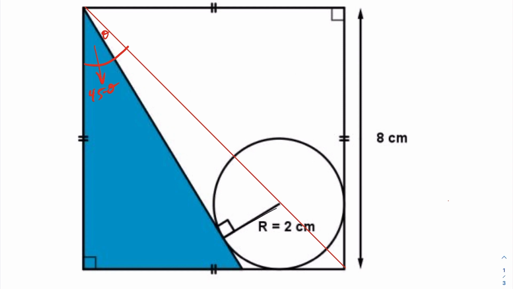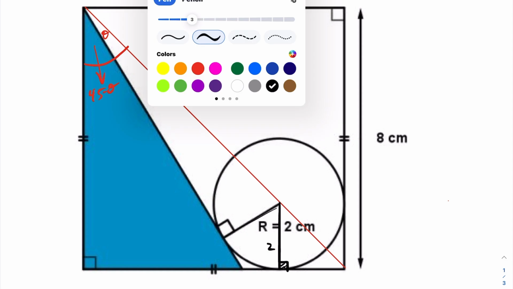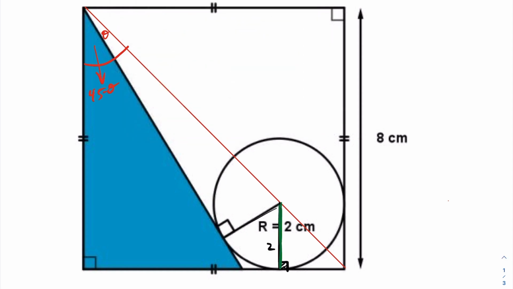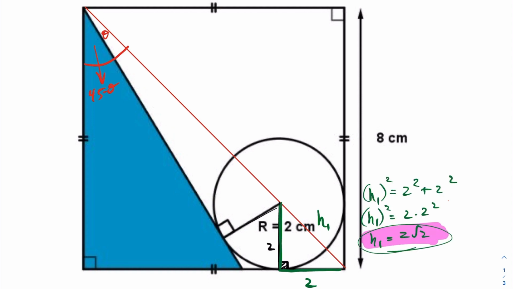Now, we know the radius of my circle here is 2, and that's going to be for everywhere, in particular here. So I'm going to drop this down. That's going to meet at 90 degrees. I know this is 2. And likewise, I know that this is also going to be 2. So I'm going to let this be h1. Using Pythagorean theorem, I get the length from here to here is going to be 2 root 2.